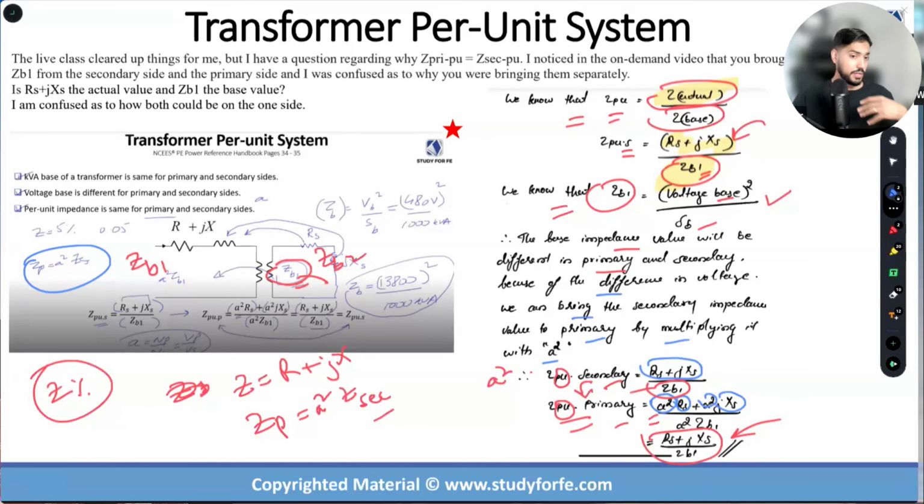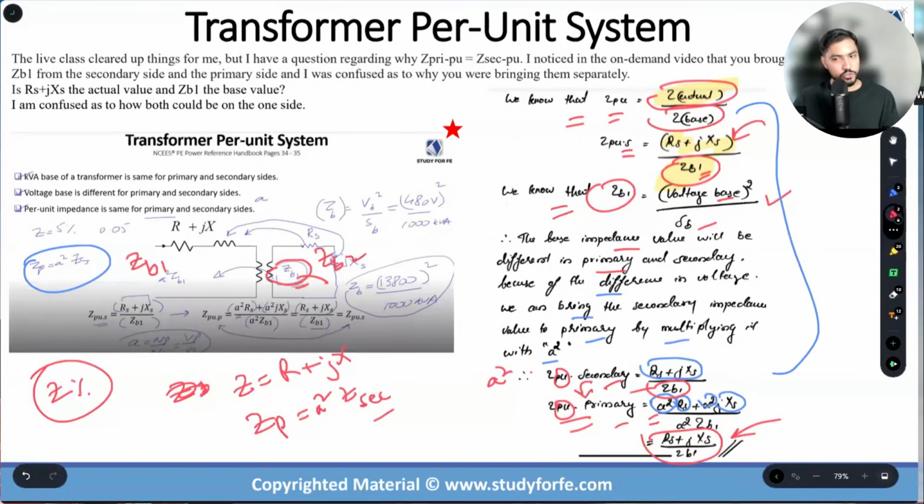Be very clear about this because it is a tricky concept, and as an examiner, I would love to test a student who claims a full understanding of transformers and the per unit system. If a student can articulate that Z percentage and Z per unit are the same for primary and secondary, but the actual values are different and depend on the base values, the base is constant on primary and secondary, but it's the voltage that is actually different.